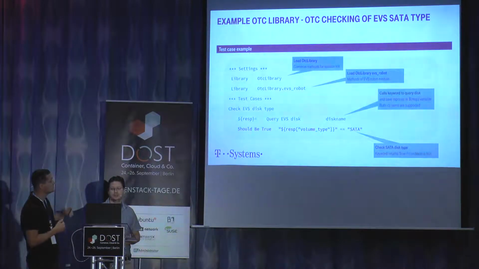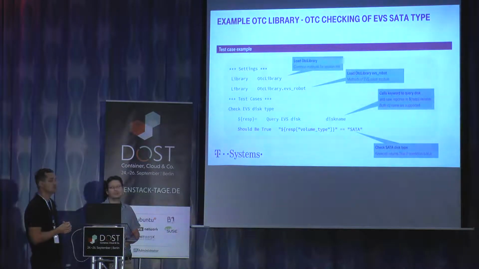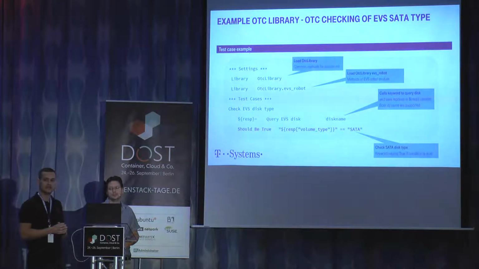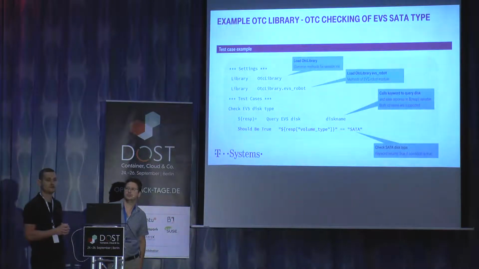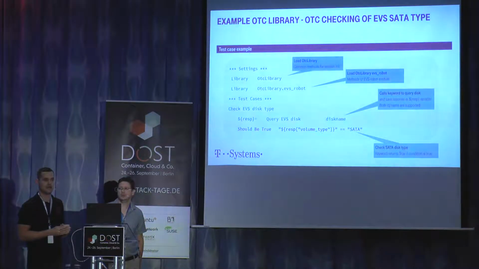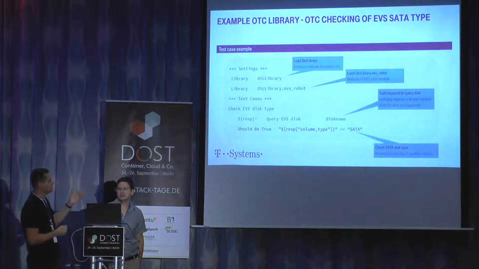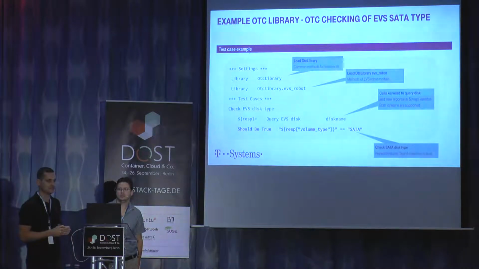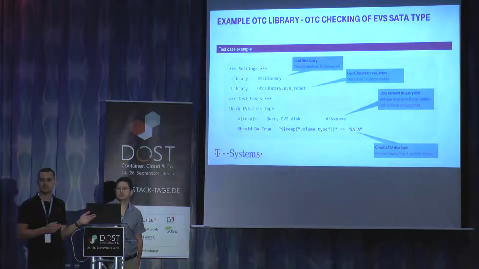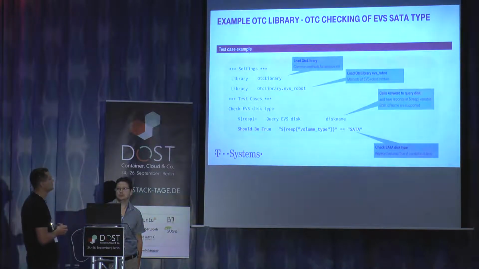And you might also notice that in the query EVS disk keyword, we use the disk name. In the OpenStack API, we always need to use the ID of the disks. But as we developed the query EVS disk keyword, it handles that appropriately. So the test case developer can use either disk name, ID, whatever. The appropriate keyword will handle that properly.